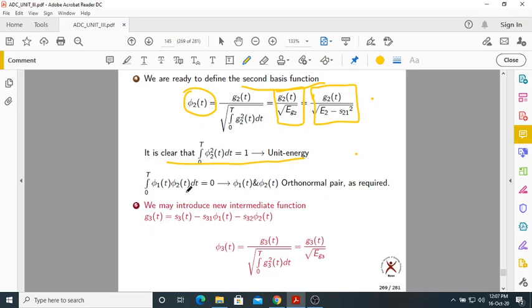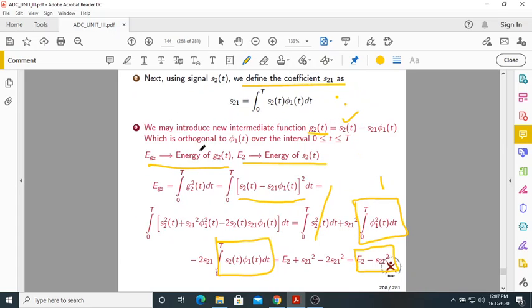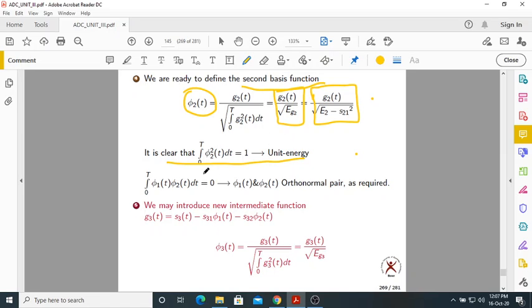Now we have to check two things. Since we got two basis functions, we should check orthogonality as well as unit energy. Just now I verified that phi1 of t and phi2 of t have unit energies. But this phi2 of t should be perpendicular to phi1 of t. You can check whether these two are orthogonal or not. Try to find this integration. Do you get 0 or not? Try it yourself: integration 0 to T, phi1 of t, phi2 of t dt. They should be orthogonal.